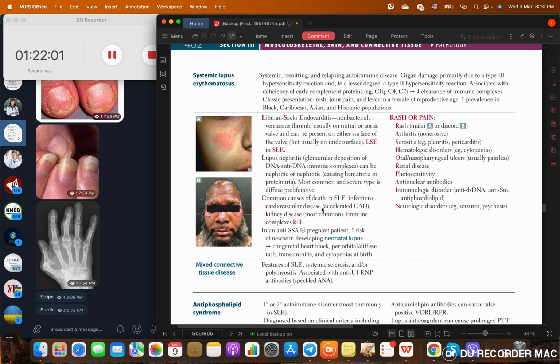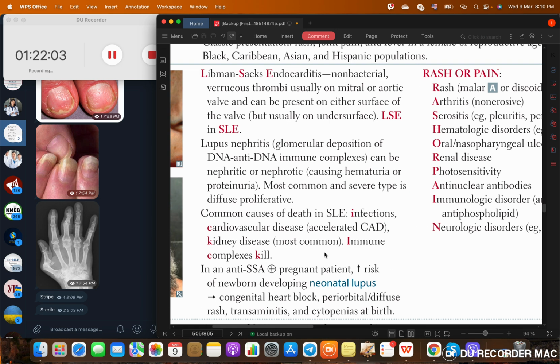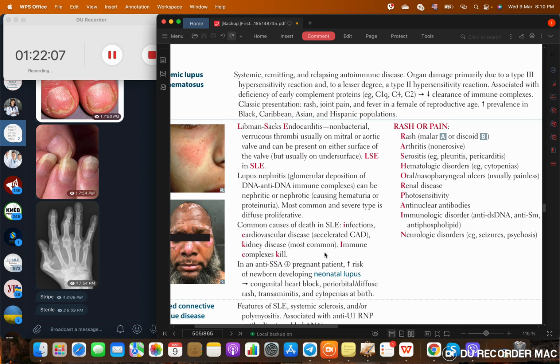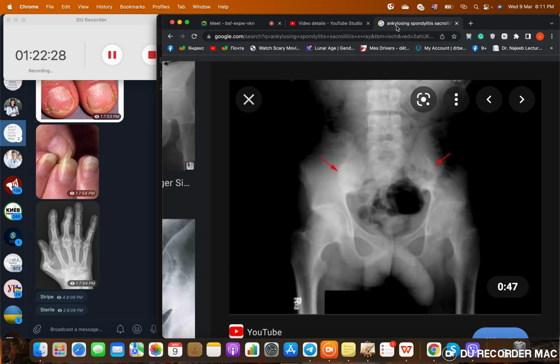Okay, common cause of death is what? Infection and cardiovascular disease. So yeah, it can accelerate the coronary artery disease, which can lead to the death of the patient. Kidney disease is the most common cause of death. Somebody once told me, the lupus, you know what lupus means, I hope. Lupus means like a wolf, okay?